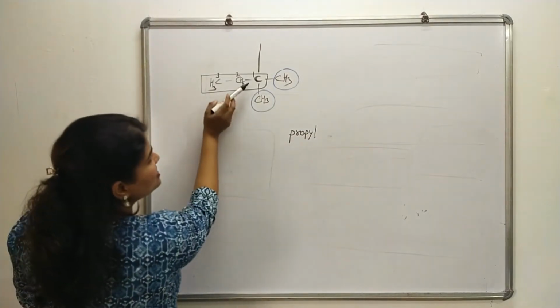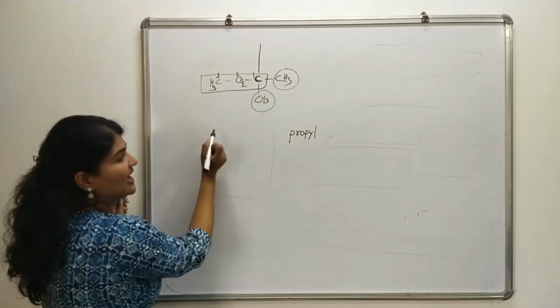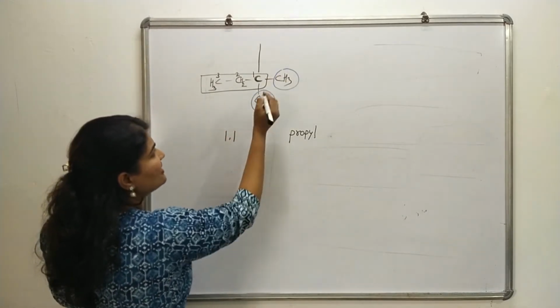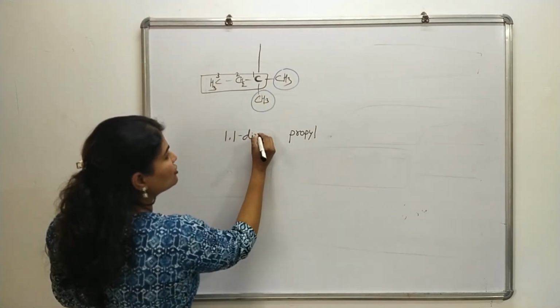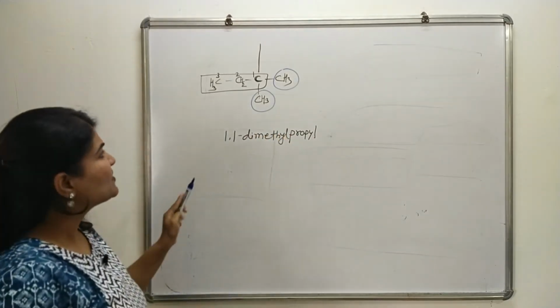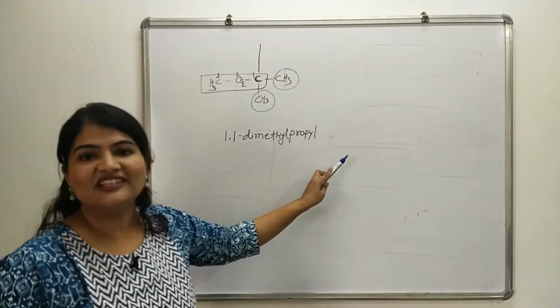And then there are substituents. On the first carbon there are 2 methyl groups. So as per the rule we have to allocate 2 locants because there are 2 substituents, and for 2 we write di, and there are 2 methyl groups. So I will write 1,1-dimethylpropyl. So for this particular alkyl group, this is going to be the name.